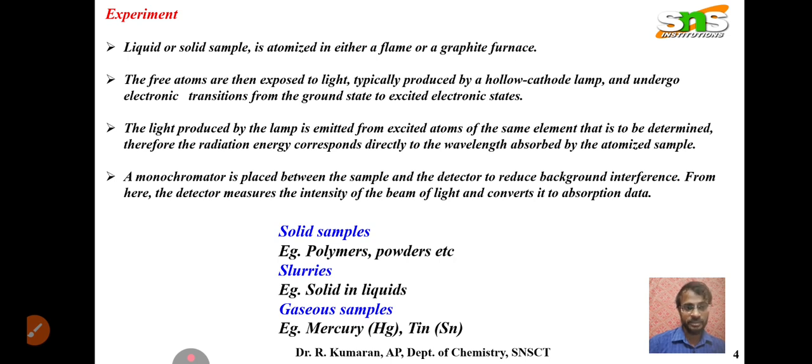This means the spectrum will be displayed here. So what are all the samples that can be analyzed? Solid samples, slurries, and gaseous samples, etc. Here it shows some examples: powders, polymers, etc. for solid samples, and slurries, which are solids in a liquid state. And for gaseous samples, some examples are mercury, tin, etc. These can be analyzed through AAS.